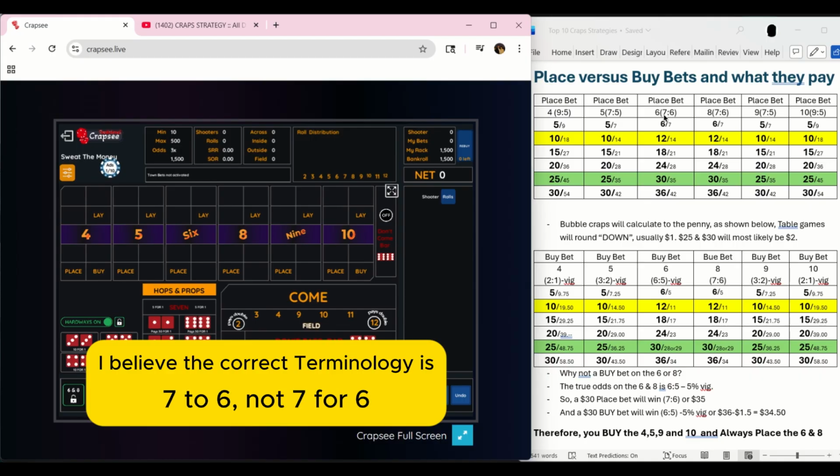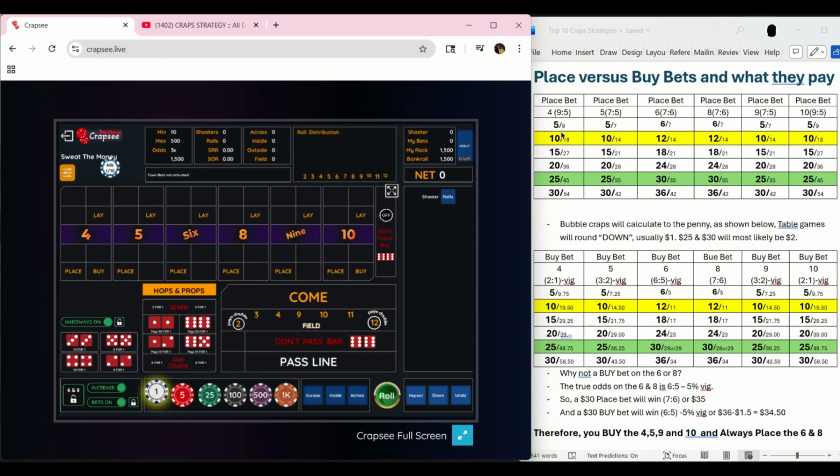So if you really wanted to calculate this out, if you took a $10 bet and put it on the 4 and it hit, you would take your $10, divide it by the second number in the ratio. So divide it by the 5. So 10 divided by 5 is 2. And then 2 times the 9 is 18. On the 5, 10 divided by 5 is 2. 2 times 7 is 14.